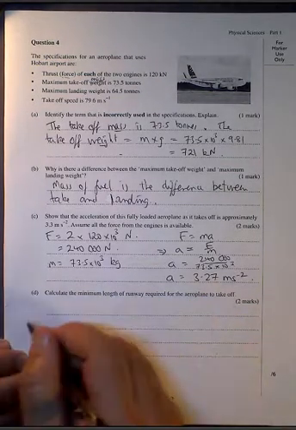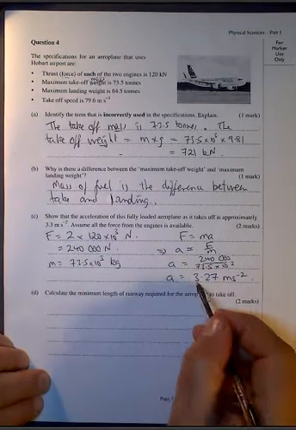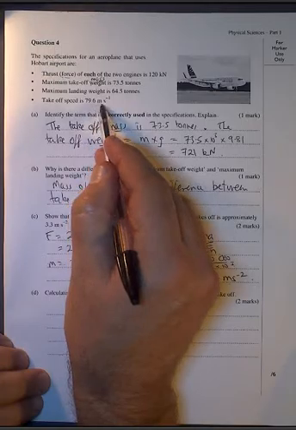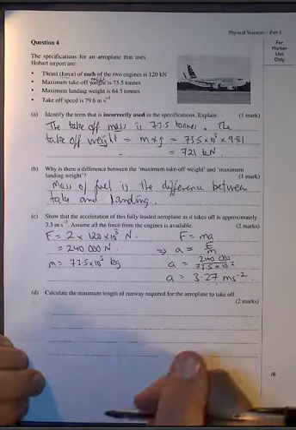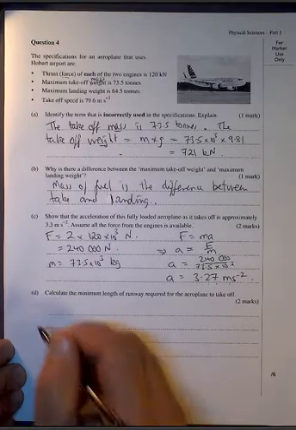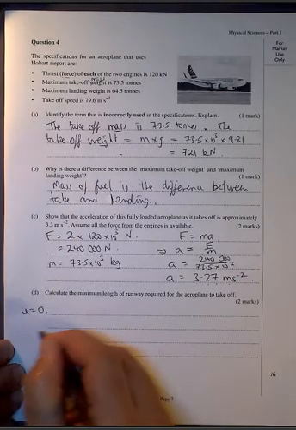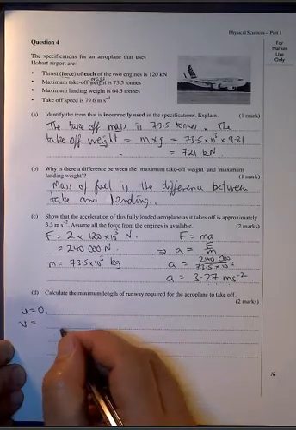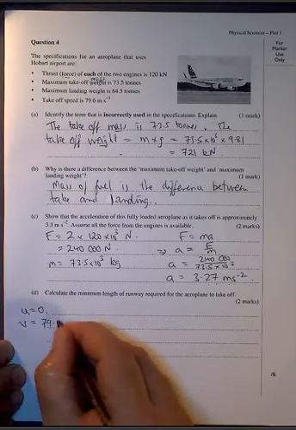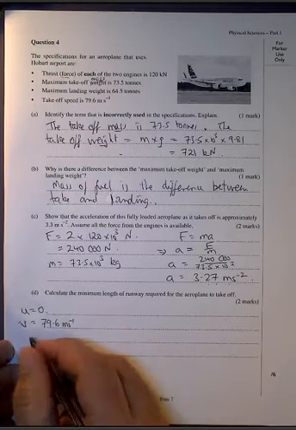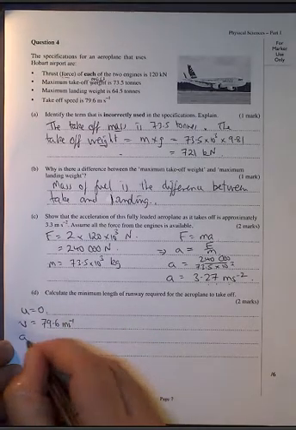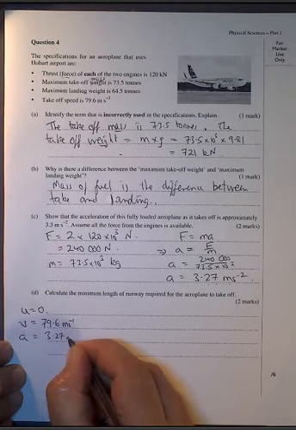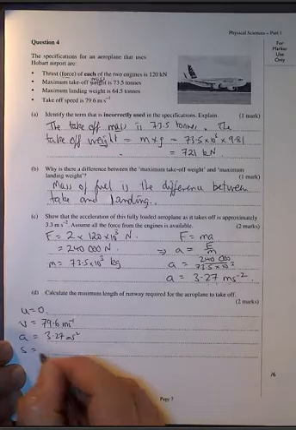Well, if it's going to take off and it's accelerating at 3.27 meters per second squared, and it needs to get to a speed of 79.6 meters per second, and we don't know the distance, then we can sort that out. It started from rest, so u is equal to 0, v is equal to 79.6 meters per second, a is equal to 3.27 meters per second squared, and s is equal to, we don't know.